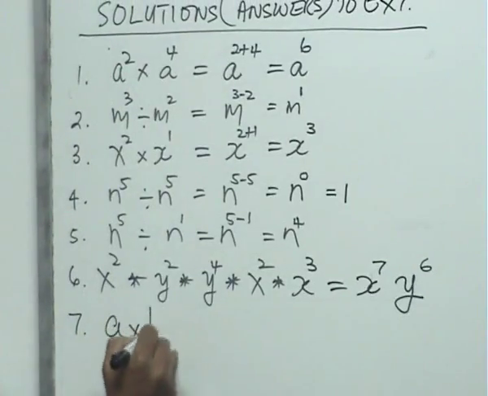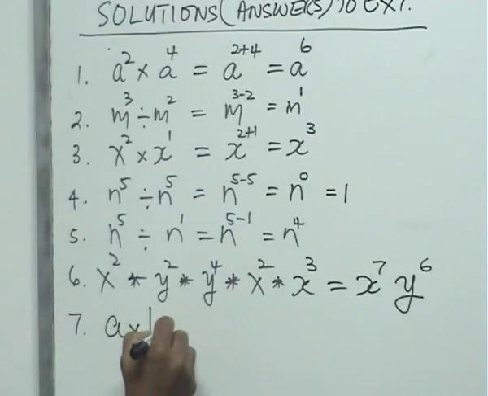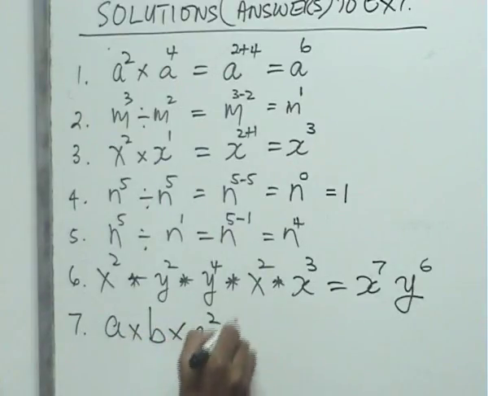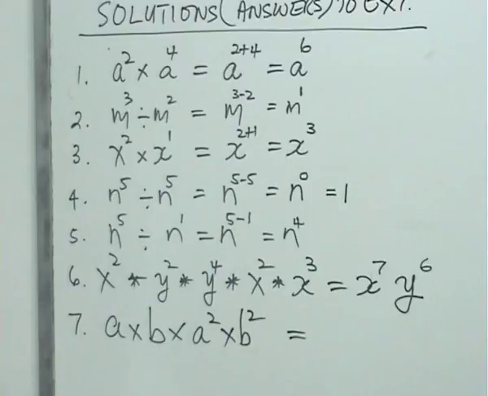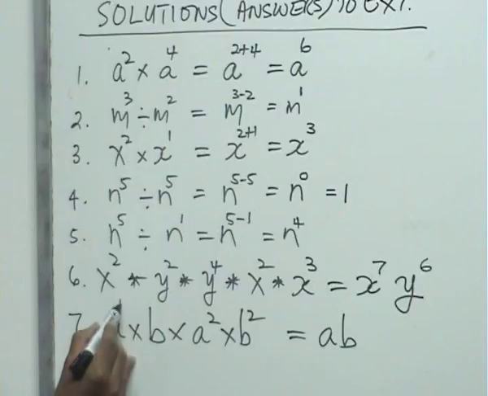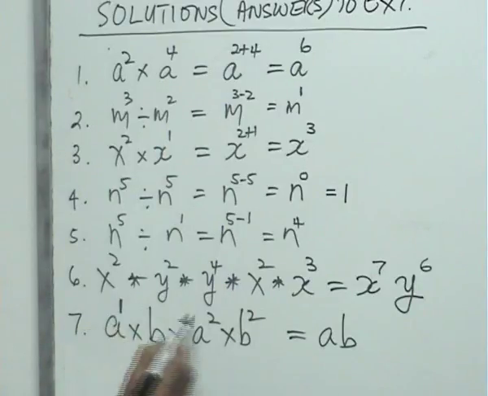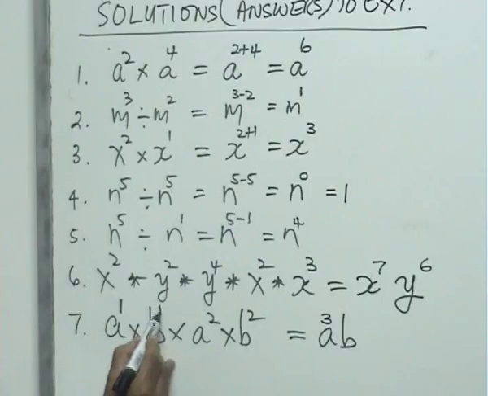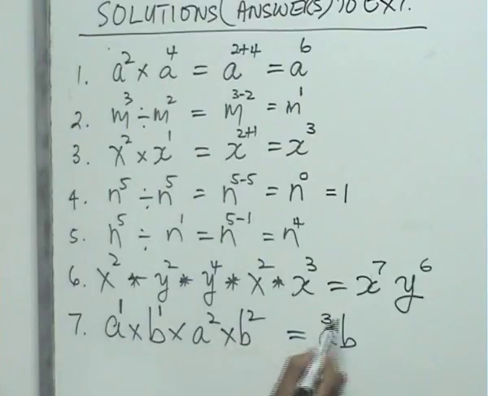Number 7, you got a times b times a squared times b squared. Well, you got two bases here. You got a and you got b. You write them next to one another like that. And then you add the indices. There's a 1 here that's understood. 1 plus 2 gives me 3. There's a 1 here that's understood. 1 plus this 2 gives me 3.